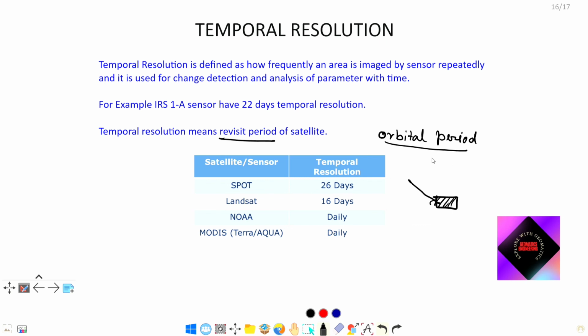But revisit period is different from orbital period. There are some sensors which have the ability to tilt their camera axis. So it is possible for such a sensor to image a land just by tilting its camera axis, and it can image the land more than once in its orbital period. So the revisit period for these types of sensors is less than the orbital period. So don't get confused between revisit period and orbital period. There are some sensors, Spot, Landsat, NOAA, MODIS, and their temporal resolutions are there.